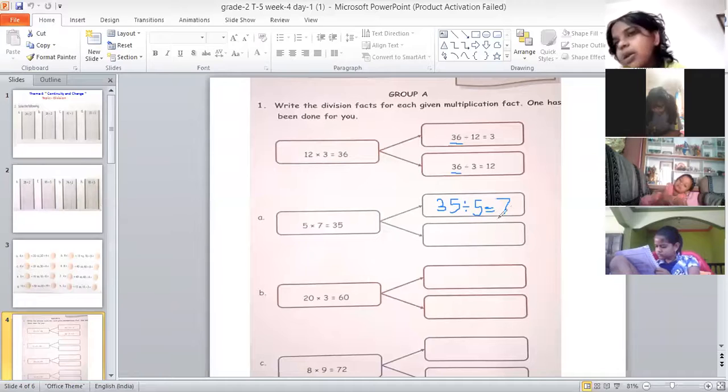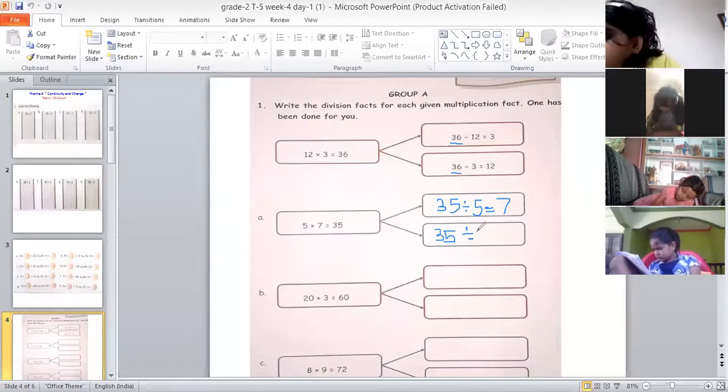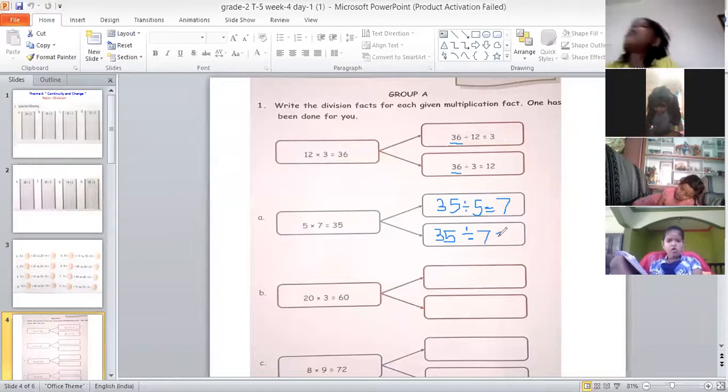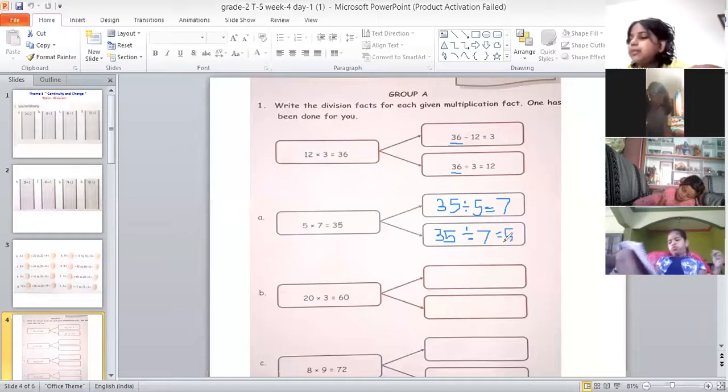Children, keep on writing the answer. Yes, next division fact will be 35 divided by 7 equal to 5. Very good. This time we will interchange the position of 5 and 7. So the next division fact will be 35 divided by 7 is equal to 5. Okay. That's the correct answer.